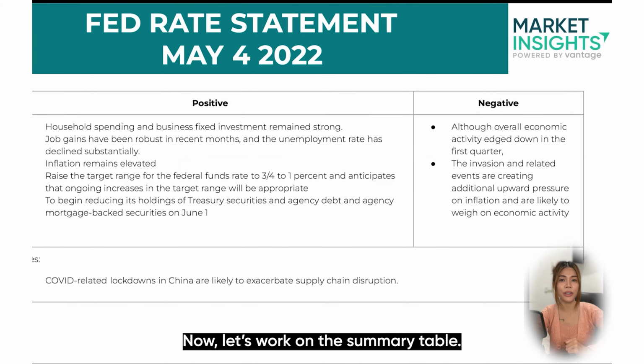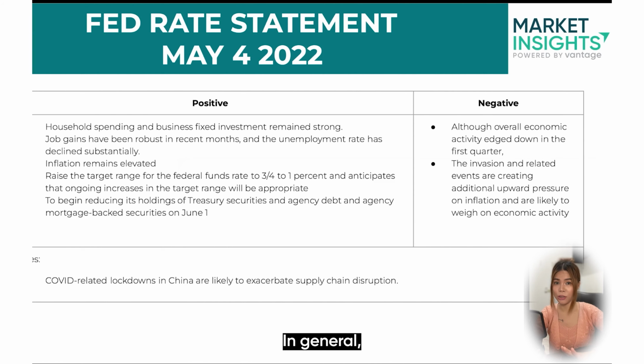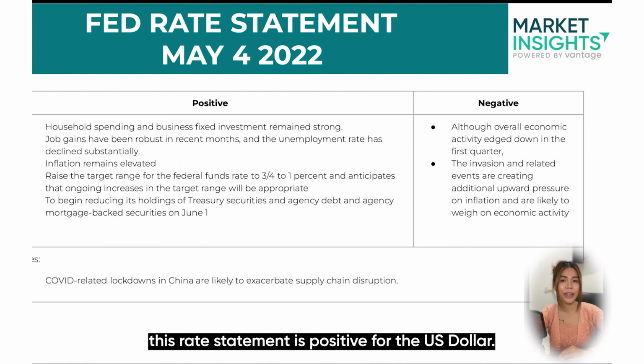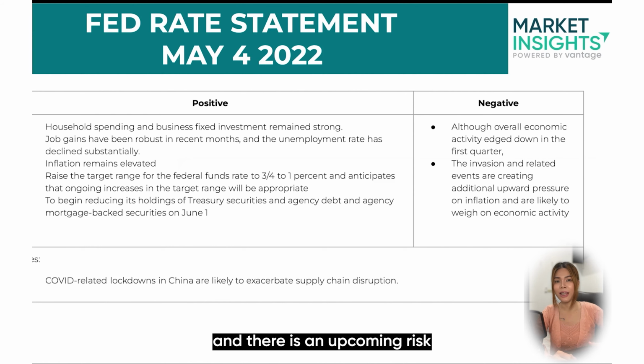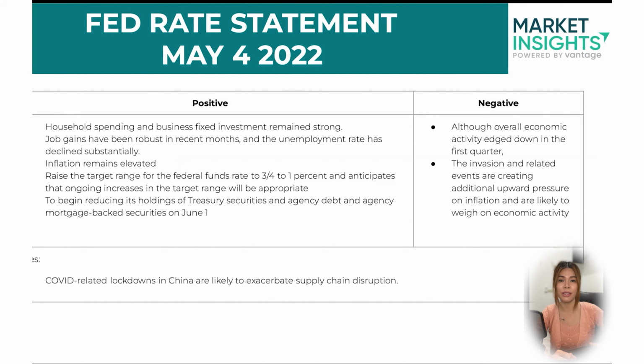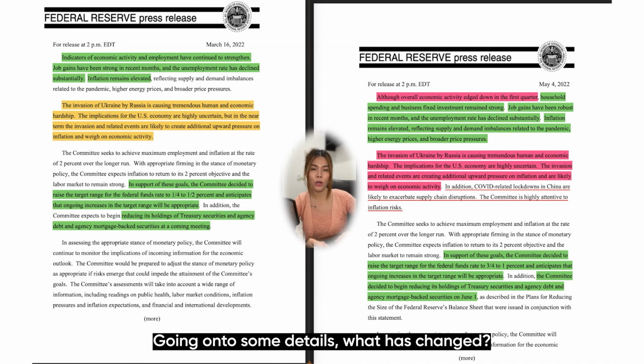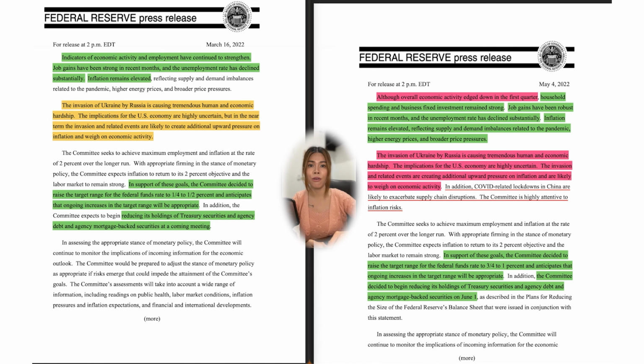Now, let's work on the summary table. So, in general, this rate statement is positive for the US dollar. The only risk for now is the Ukraine-Russian war, and there is an upcoming risk possibly regarding the Chinese lockdowns. Everything else is quite similar to the previous statement. Going on to some details, what has changed?